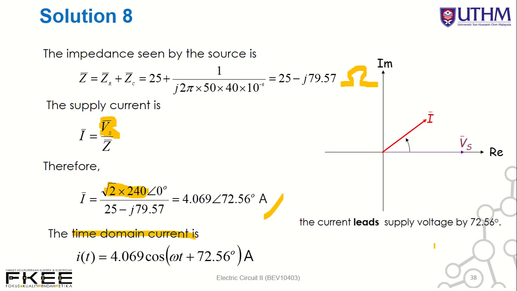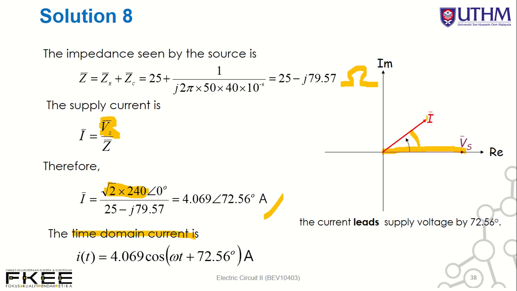Okay, next, you need to draw the phasor diagram of current and voltage, for example. Given voltage angle 0 as a reference, this is the voltage Vs, angle 0 as a reference, and your current equals, for example, 4.069 angle 72.56 degrees. This is the position. You just estimate, you just sketch the phasor diagram, and this is your current.